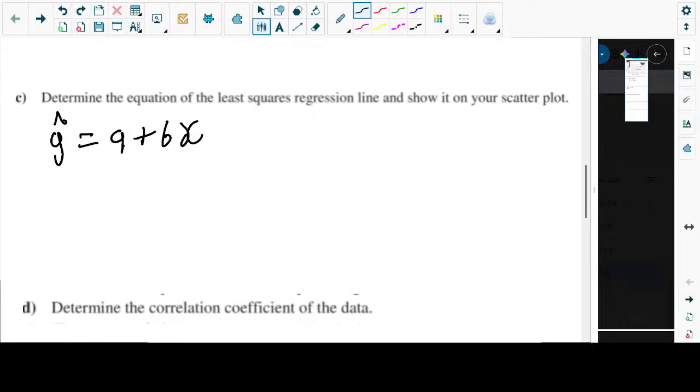You got the cap. Last time I said the cap, and then the cap was a bar. It's like the one we talk about for the mean: X bar, with a bar on top. This one is different because it has the cap. It's a cap, not a bar.